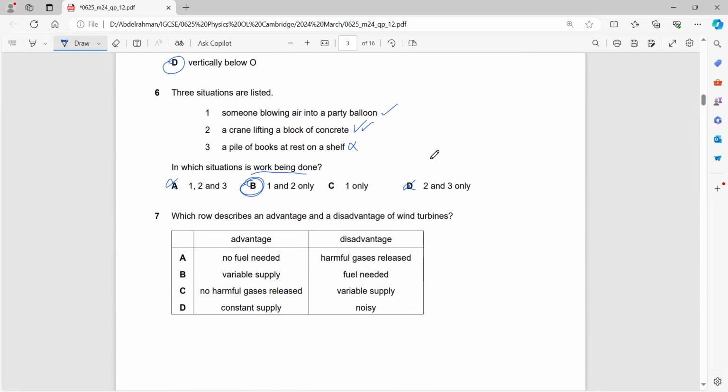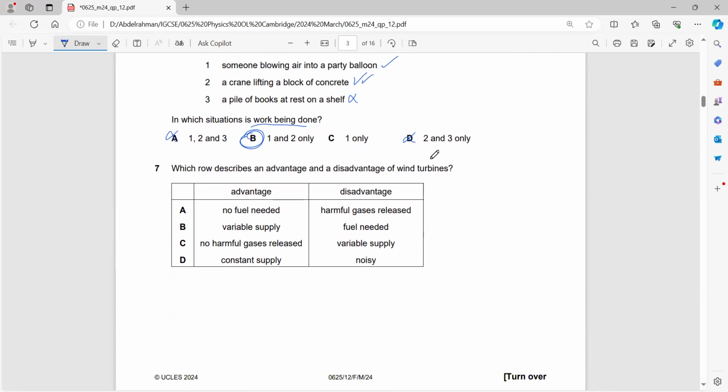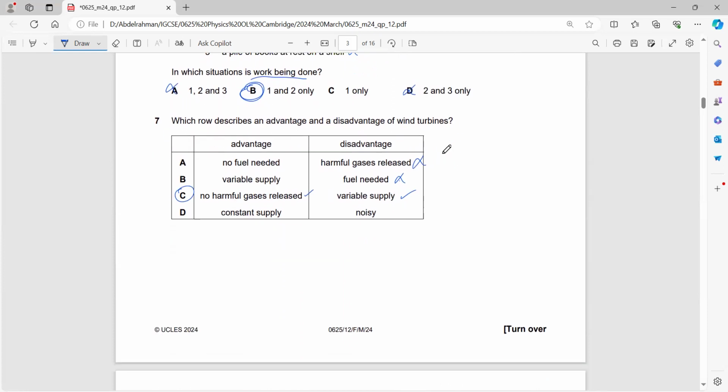Which row describes an advantage and a disadvantage of wind turbines? No fuel needed, harmful gases released. This is wrong. Variable supply, fuel needed. No, this is wrong. No harmful gases released, variable supply. This is correct. One of the disadvantages of wind turbines is that they have a variable supply.